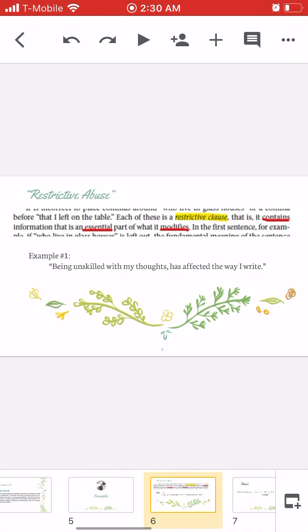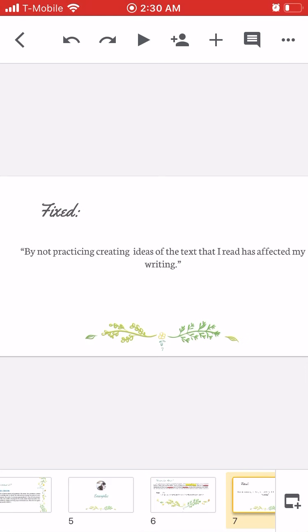And so I go to the next slide. So I fix it by saying, by not practicing creating ideas of the text that I read, it has affected my writing. And there is no separation, because my inability to create ideas as I'm reading the text, or by not doing it, is what has affected my writing. So one leads to the other.